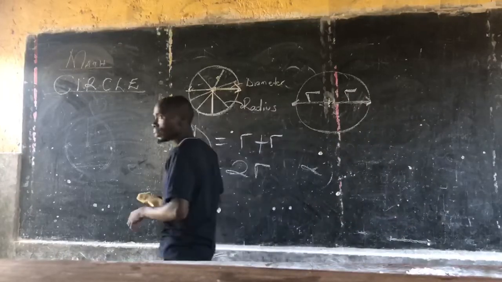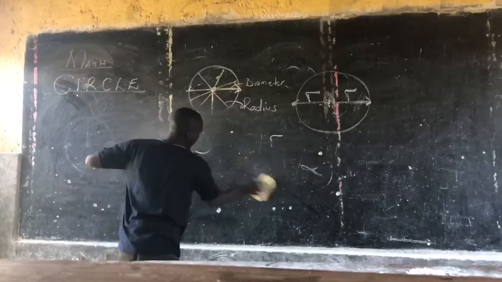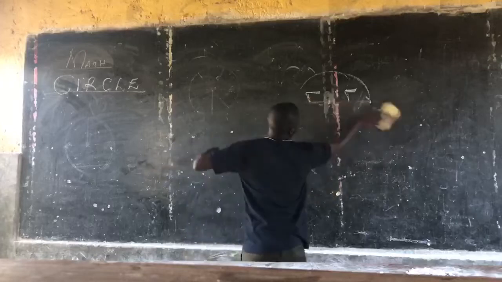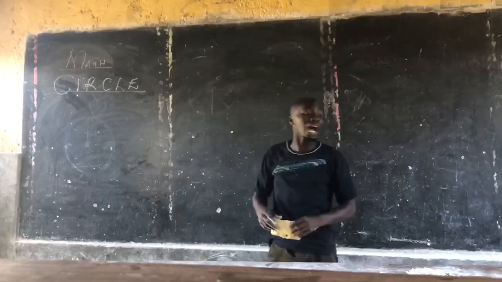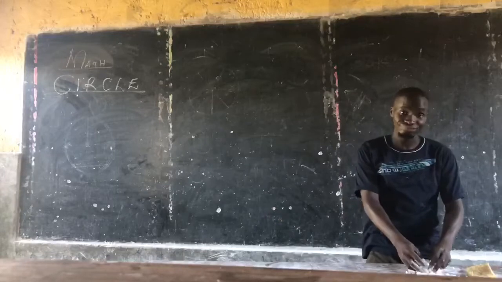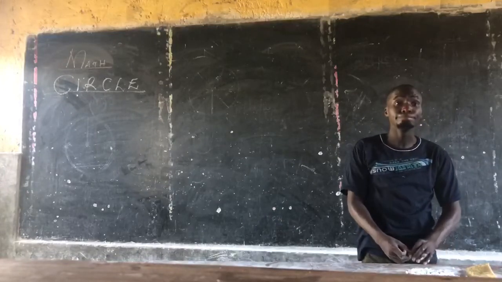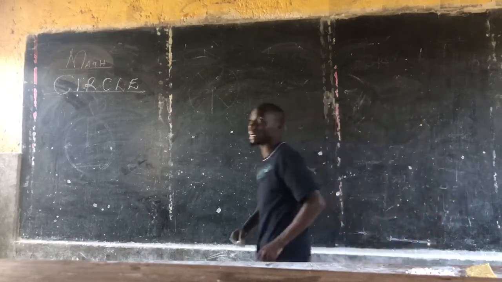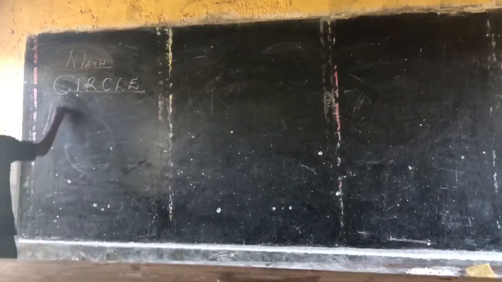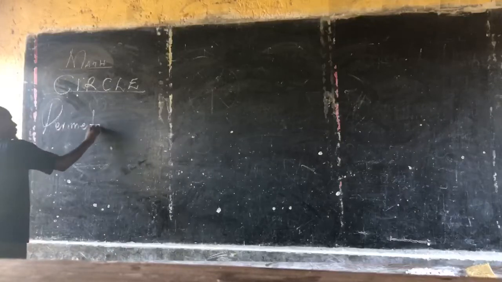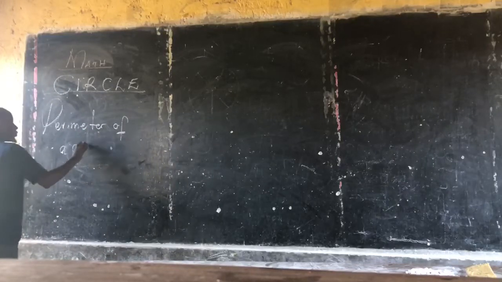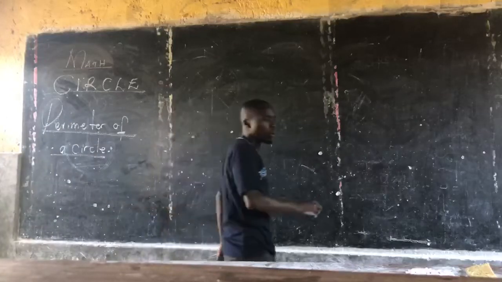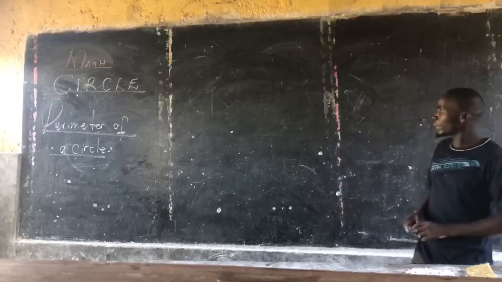So what are we going to discuss about the circle? We are going to discuss something about the circle. What should we start with? Perimeter, area. Let us have perimeter. The perimeter of a circle.